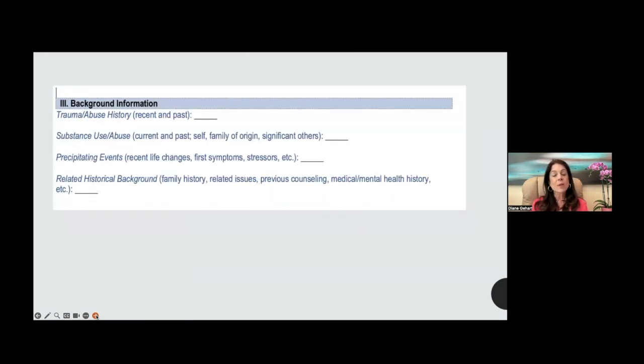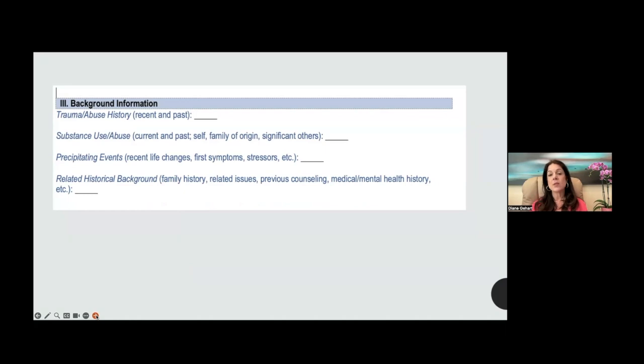Then, of course, background information. This is trauma informed. So you want to start with any trauma and abuse history, and obviously if there was any treatment. And if there was abuse but no treatment, you probably are going to need to start there, and definitely put that into your treatment goals and plans.